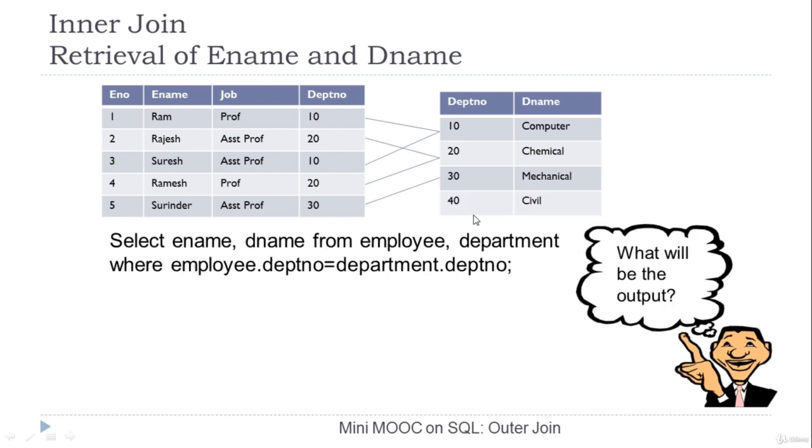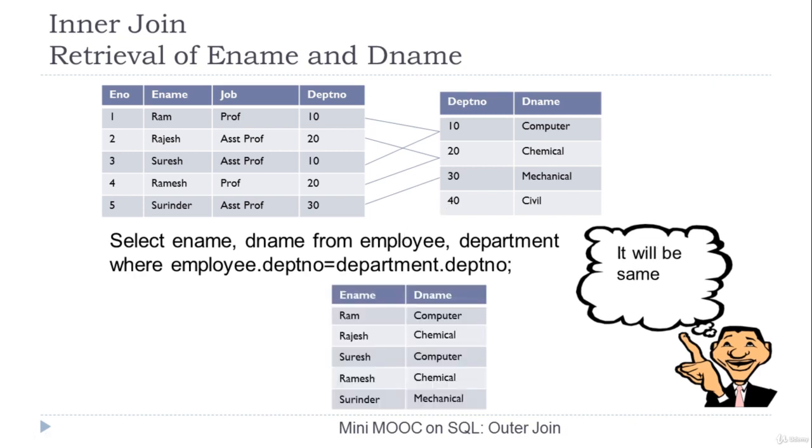Now let us consider a case where we have added another record in department table for department number 40 with dname civil, and we are interested in retrieval of ename and dname for each employee. To produce this desired output, we are using the following select statement, and it is based on inner join. What will be the output of this query? Of course, it will be the same and it will produce the same 5 records.